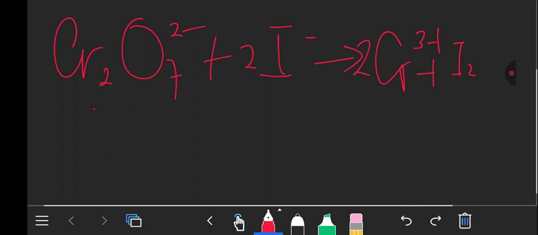The first thing you need to do here is to split this reaction into half equations. To write half equations, you need to write one reaction for oxidation and the other one for reduction. We can see that dichromate is undergoing reduction because there's a loss of oxygen. Iodide is undergoing oxidation because there's an increase in the oxidation state. So let's split this into two half equations.